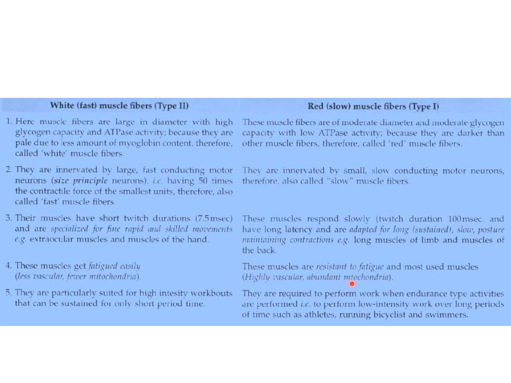These muscles are resistant to fatigue and are the most used muscles because they have abundant mitochondria and are highly vascular. They are required to perform work when endurance-type activities are performed, for example low intensity work over a long duration of time, such as by athletes, runners, bicyclists and swimmers.